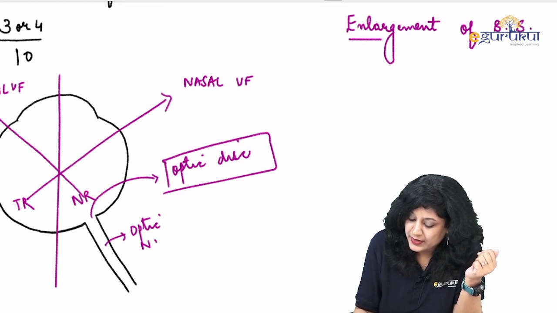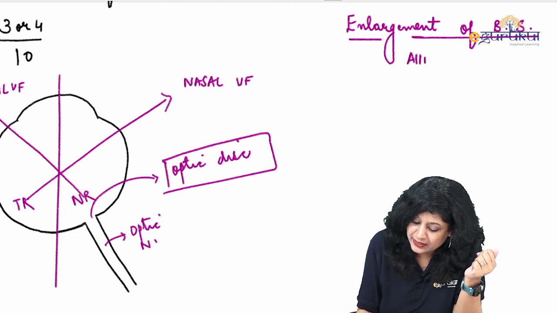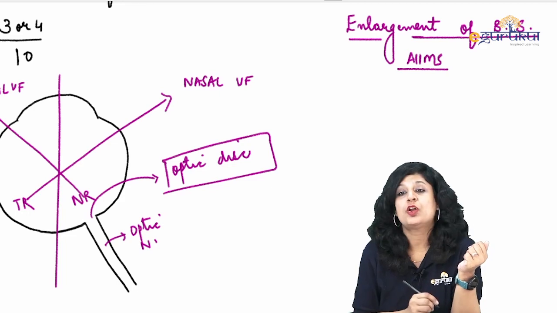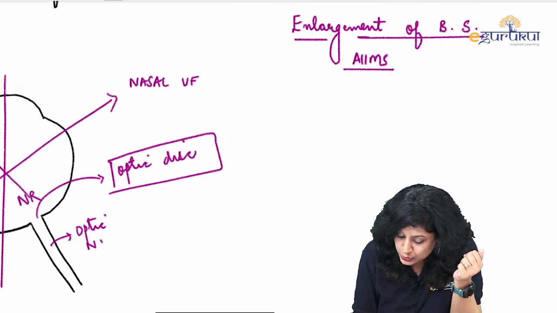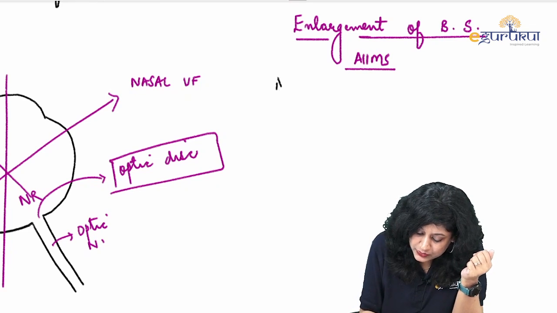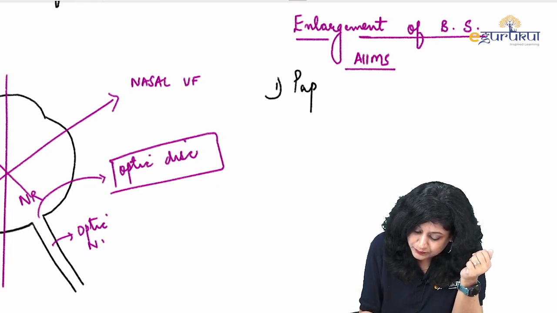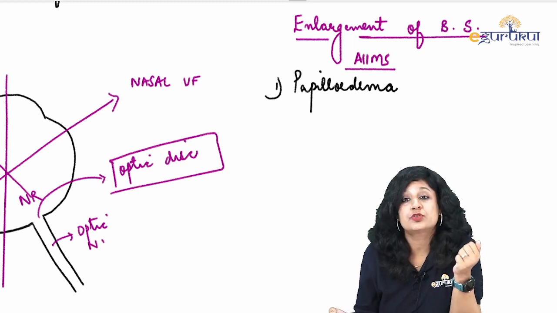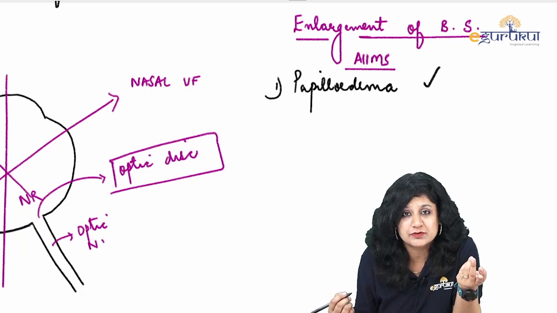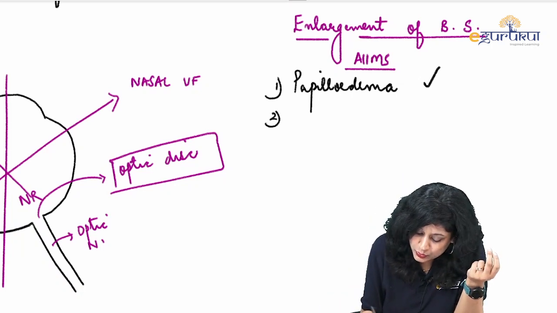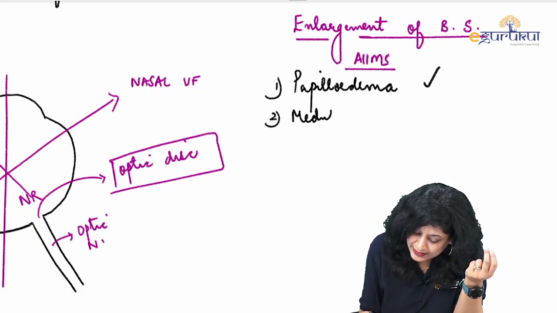So this was a question that was actually asked in AIIMS: all of the following are the causes of enlargement of blind spot except. So there they give the options. One was papilledema. Papilledema means there is an edema of the optic disc. So obviously I will have increase in the size of the optic disc, therefore increase in the size of the blind spot.